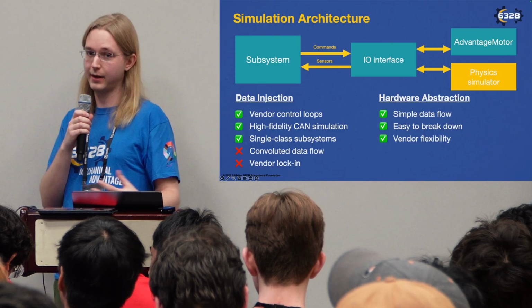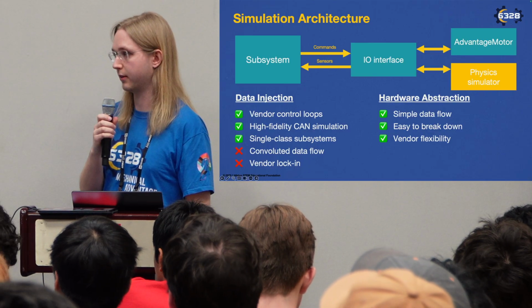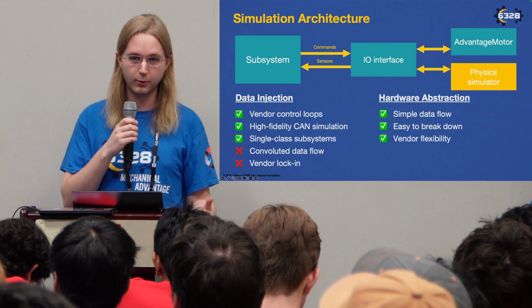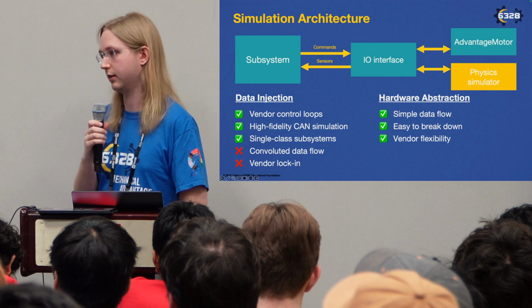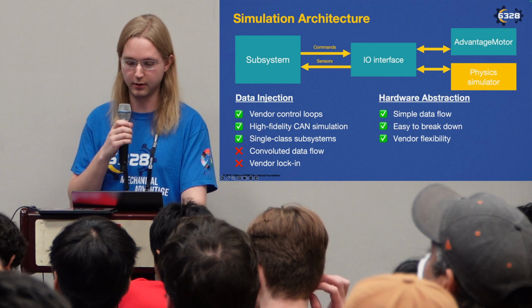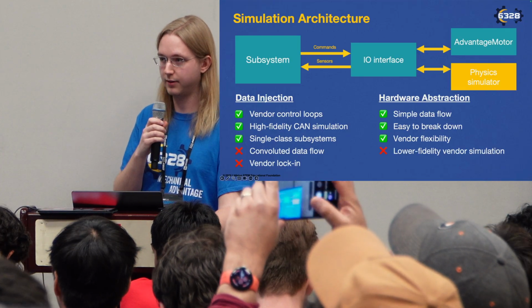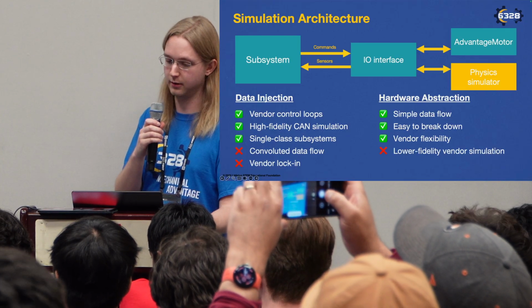So for example, for the past 2 years, our development robots have largely been based on the Spark Max and Spark Flex, while our competition robots are using CTRE's ecosystem. And we can support that really easily with hardware abstraction. The major downside of hardware abstraction is that the vendor simulation is lower fidelity.